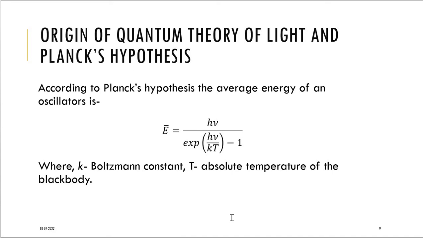From those hypotheses, Planck calculated the average energy of the oscillators, which is equal to h nu divided by exponential of h nu by kT minus 1. Here h is the Planck constant, nu is the frequency of the radiation, k is the Boltzmann constant, and T is the absolute temperature of the black body at which we have measured the average energy.